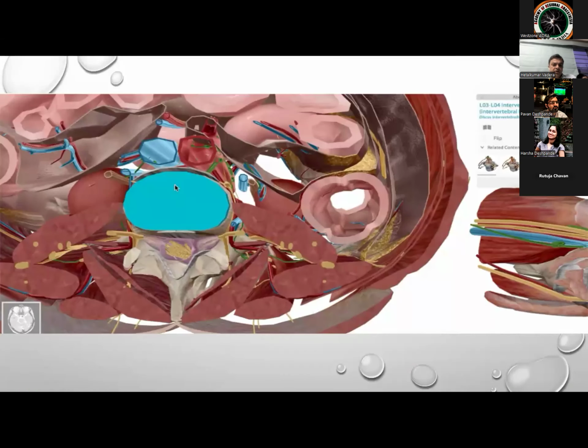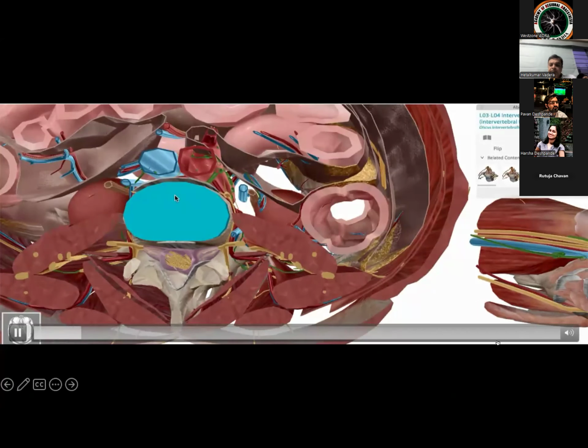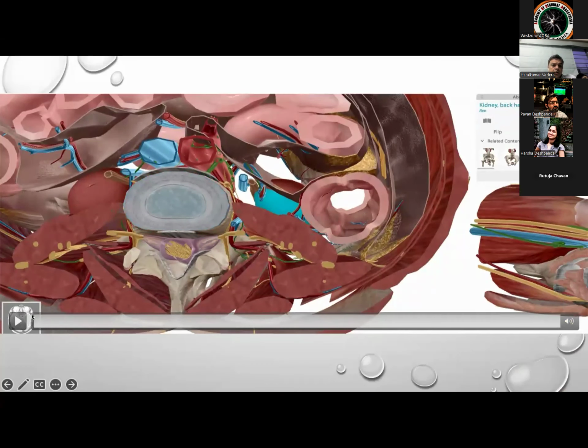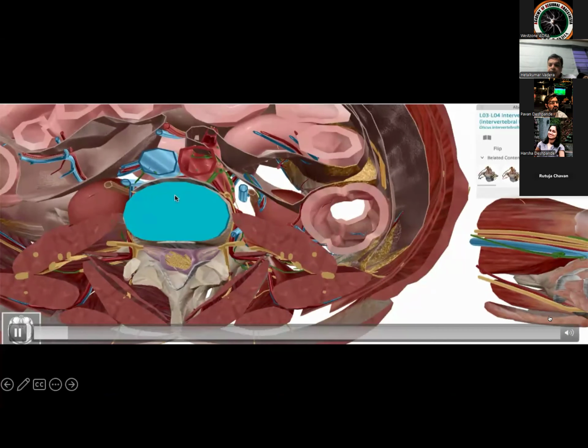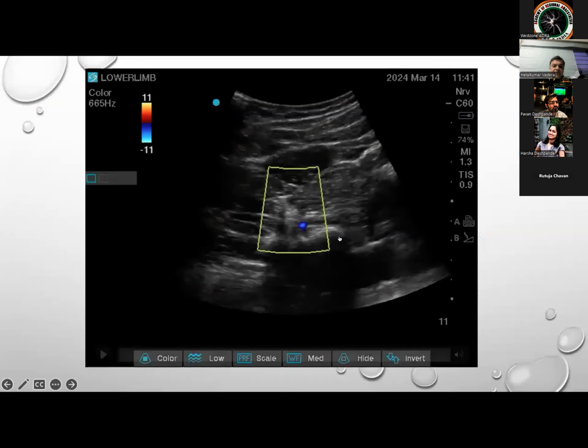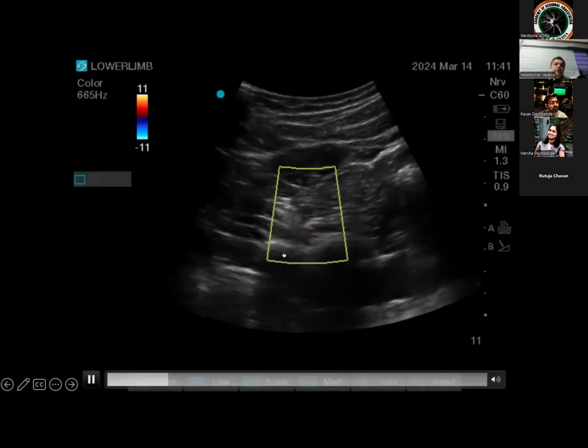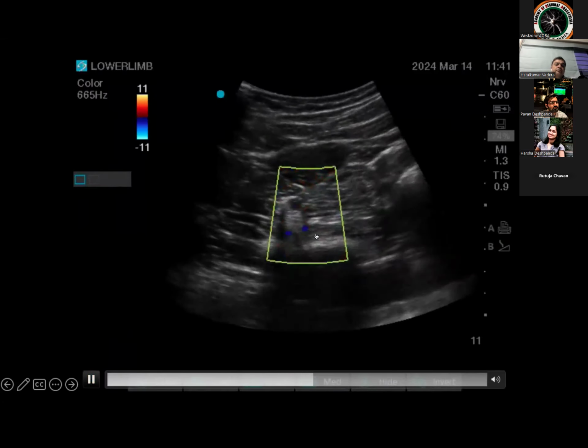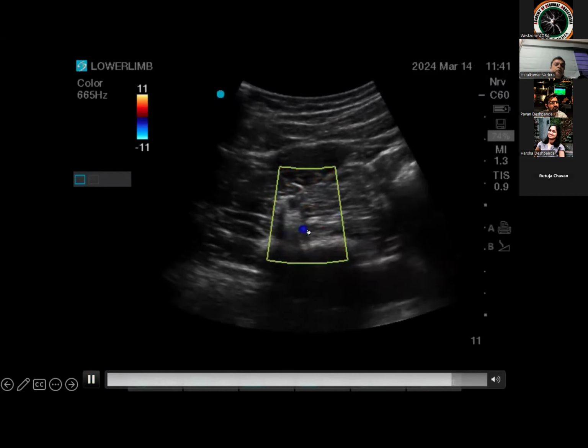I'll show in the video also. Here you can see, this is the video. You can see these are the lumbar vessels lying very close to the plexus. So you have to be careful. And this is the ultrasound image. You can see this is the thumbs up appearance, and you can see a vessel lying very close to the plexus in the substance of the psoas muscle. So you have to be very careful while giving this block.